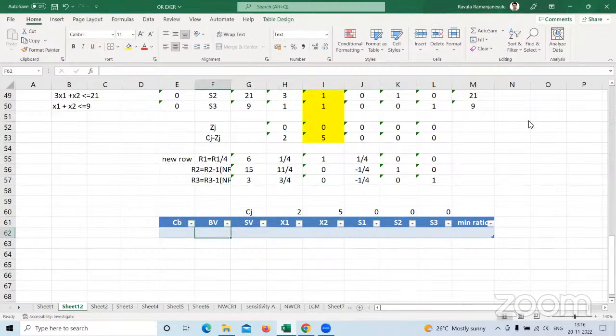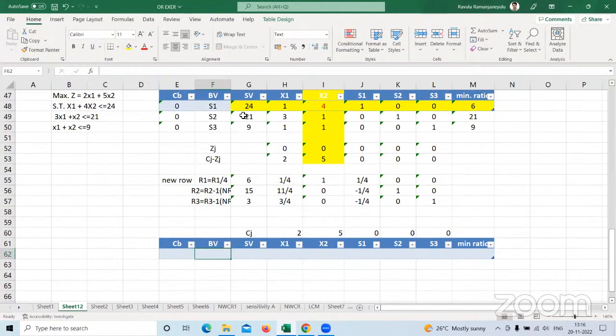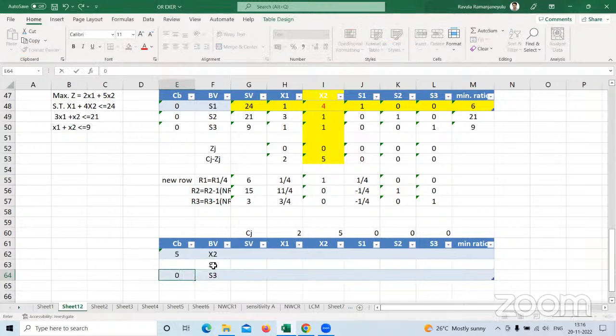The first row will be replaced. The S1 is replaced with the X2. The second row we got. So S1 is replaced with X2 and the coefficient of X2 is considered as 5. So X2 coefficient, where all other things are same. S2 here, S3 here, the coefficient for these is zeros only.